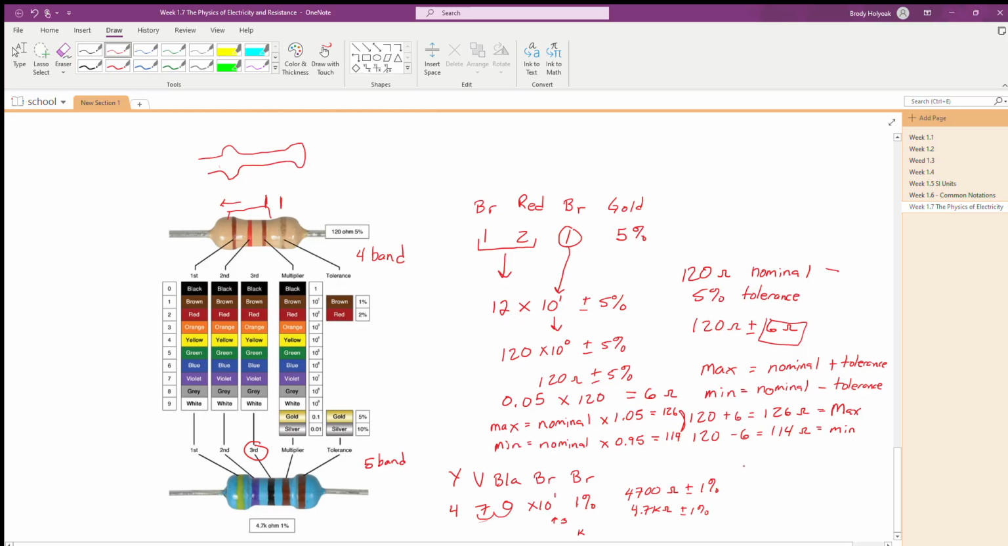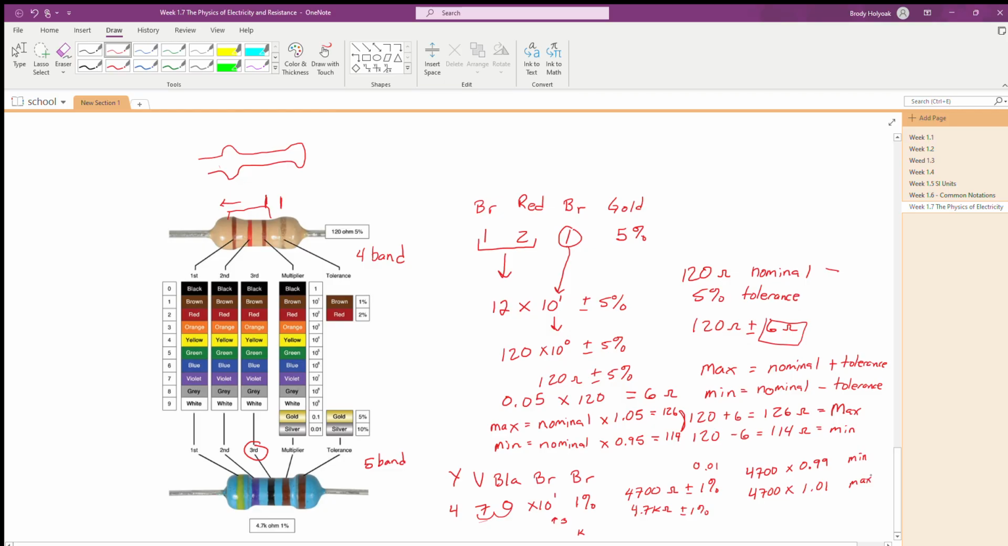So I take 4,700 or 4.7K times 0.99, because 1% is the same as 0.01. I'm going to take my minimum to find this is 4,700 times 0.99. And 4,700 times 1.01 gives me my max.